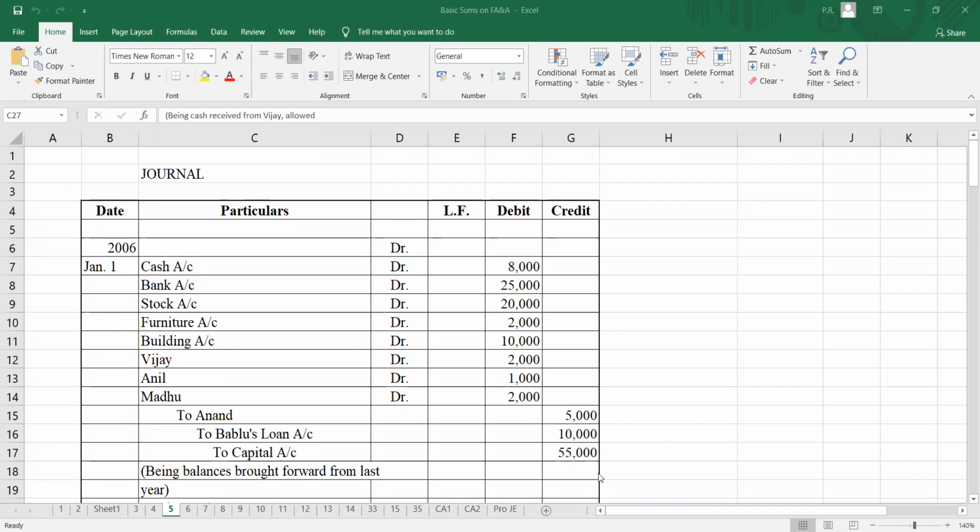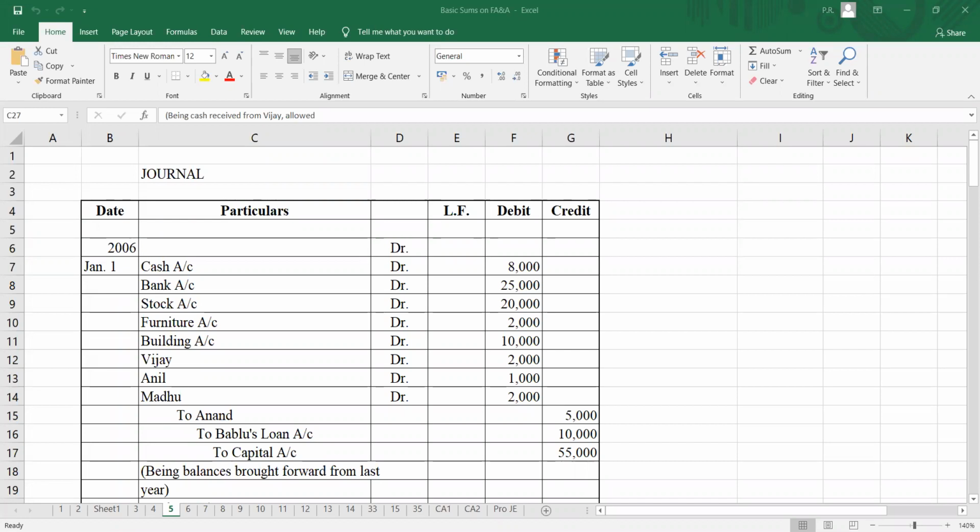Pranam. In this video, we are going to solve sum number 5, that is on page number 5. Sum number 5, page number 5. The sum reads like this.